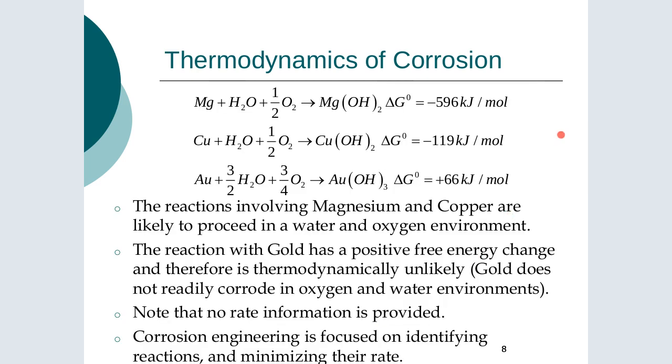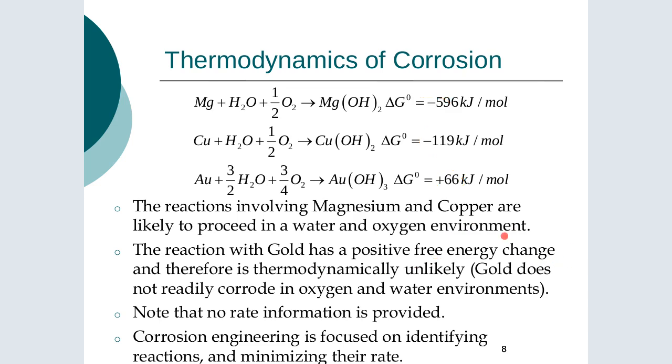Okay, so if we take some simple reactions here, we've magnesium, and we've got a negative here. We've got copper, and it's got a negative. And then we have gold, which has a plus. So what that tells us is that the reactions involving magnesium and copper are likely to proceed in a water and oxygen environment, whereas the reaction with gold is unlikely to occur thermodynamically.